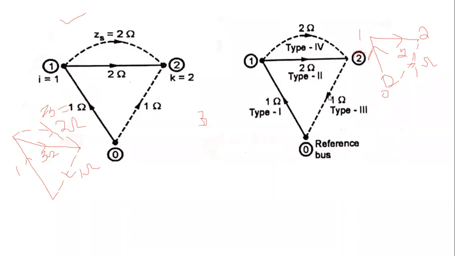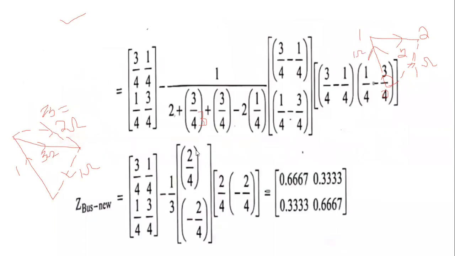This is the formation of the Z-bus building algorithm. After completing the Z-bus building algorithm, the total Z-bus matrix is 0.667, 0.333, 0.333, 0.667. This is the step-by-step procedure of the Z-bus building algorithm.